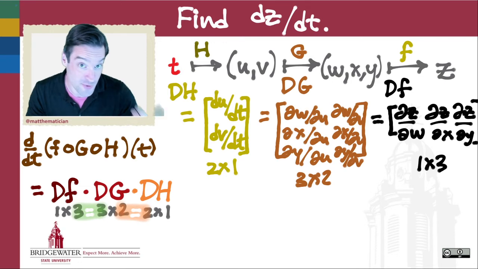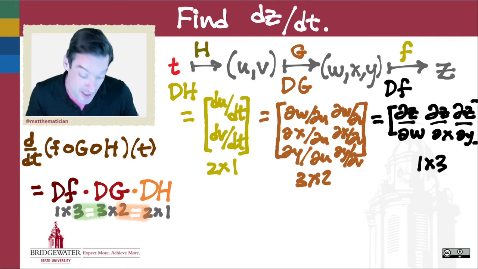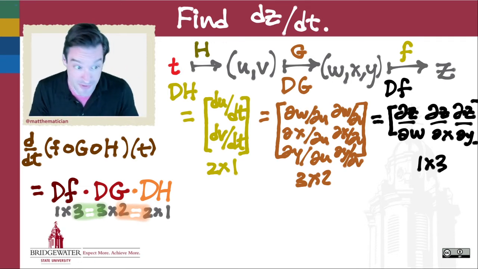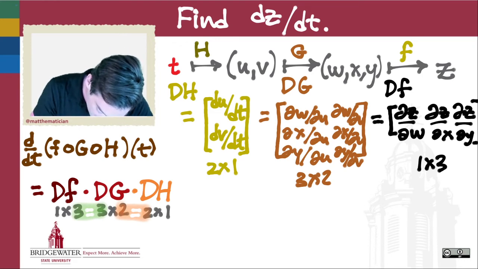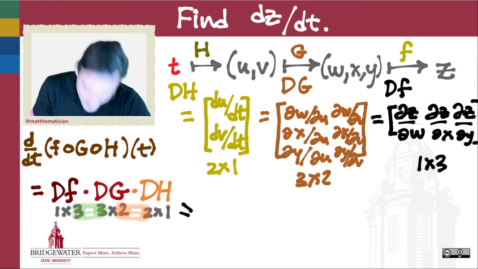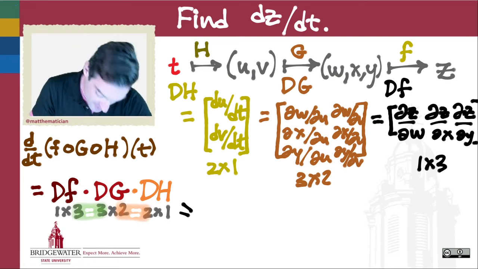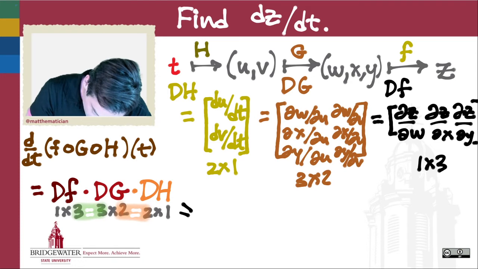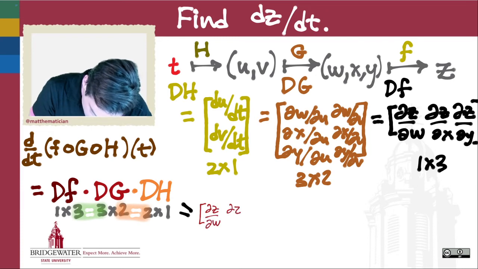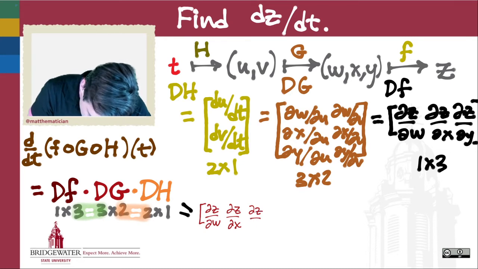So its derivative matrix is just going to be a 1 by 1 matrix whose entry is going to be the derivative of Z with respect to T. All right, so enough avoiding, the hardest part of this whole process is actually doing the matrix multiplication. So make myself a little bit of room here. So to get the derivative of F, I'll write that as dz dw, dz dx, dz dy rather.